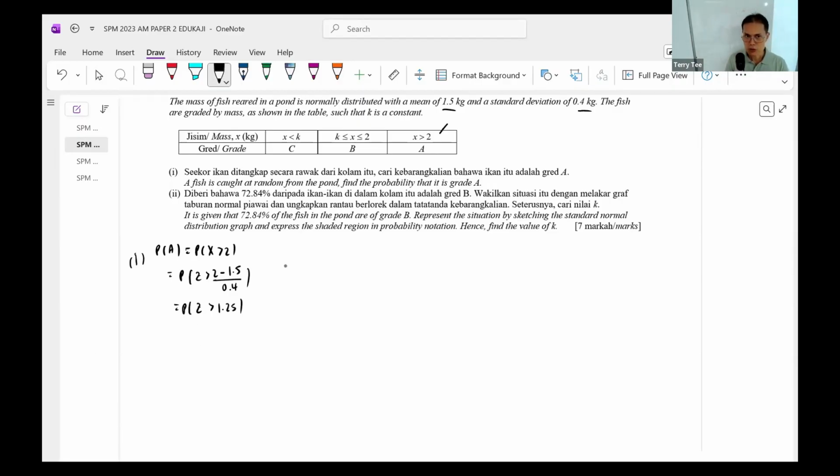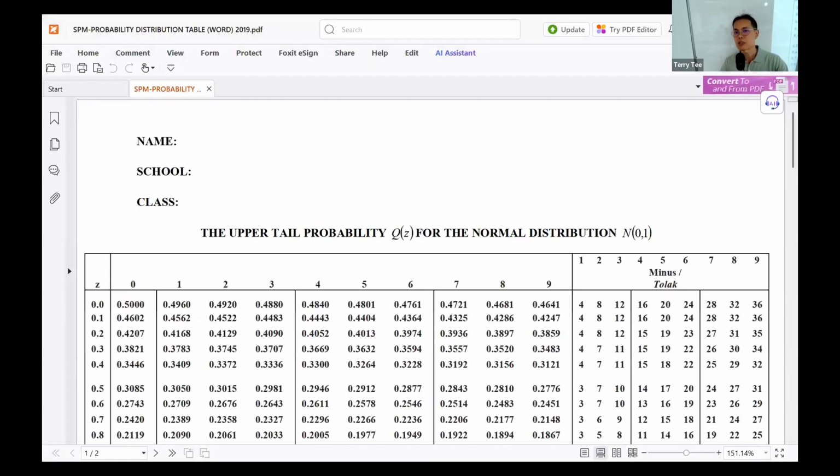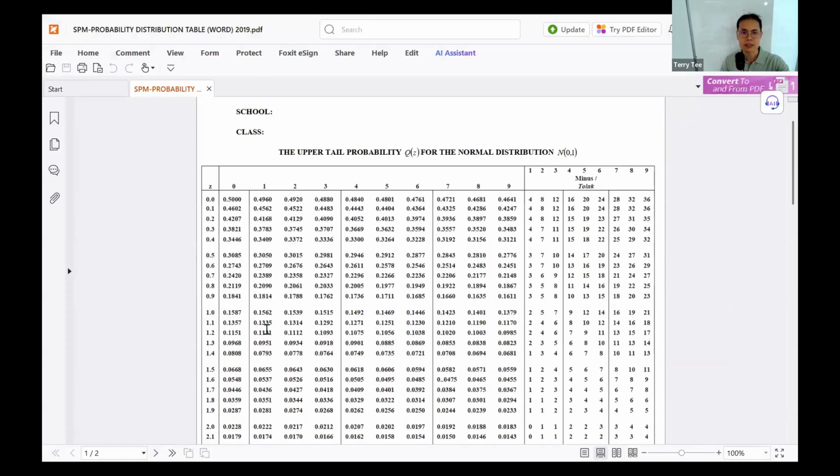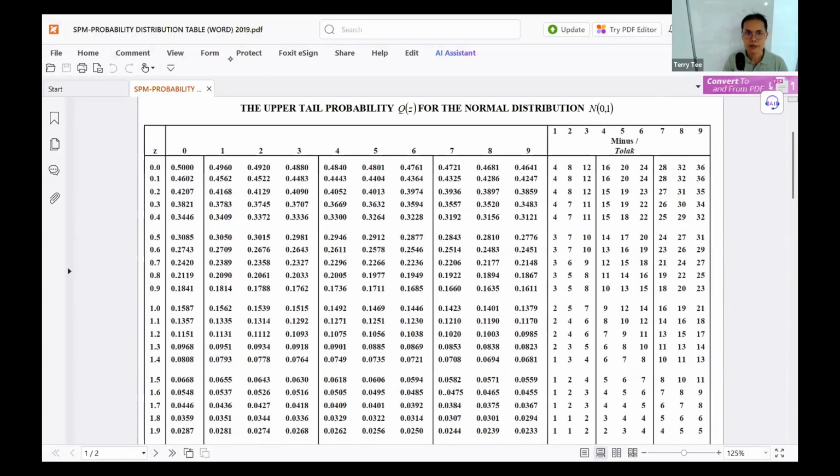Now here we do a sketch. I hope you all know 1.25. 0 is here, 1.25 is on the right. This is the region. We can use our mathematical table or calculator. I'll show you the mathematical table first. This is the upper tail probability from the mathematical table. Where's 1.25? Let me show you. This is how you read 1.2, it is here, right? 5 is this. Move it down.